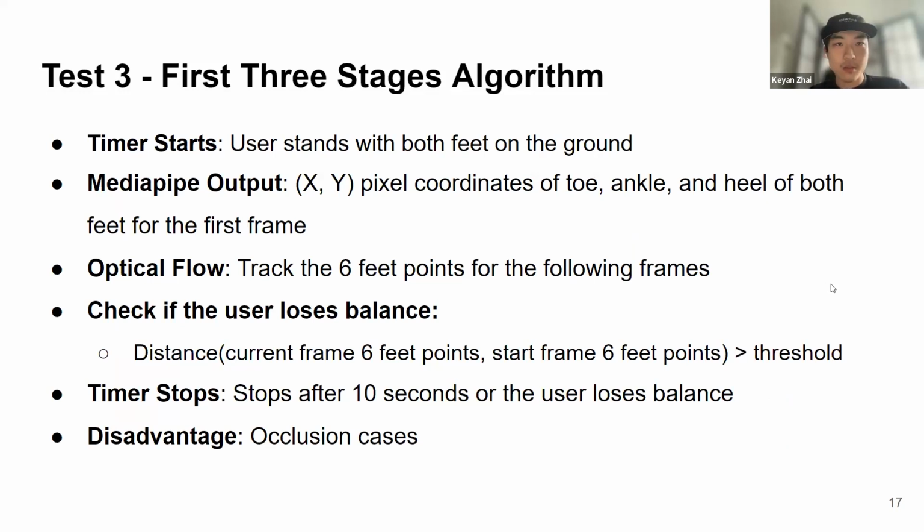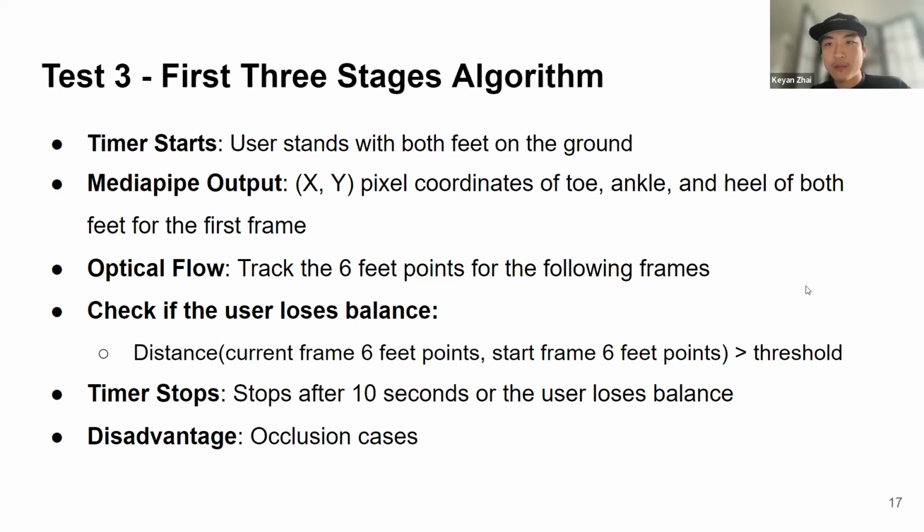In order to overcome this shortcoming, we implemented optical flow with our Mediapipe pose estimation. For the first frame, we used Mediapipe to identify the initial positions of the toe, ankle, and heel of both feet. For the following frames, we used optical flow to track the 6 feet positions. When the user's feet move beyond the threshold, the user has lost their balance. This method improved our accuracy significantly because the feet positions no longer moved when the upper body moved.